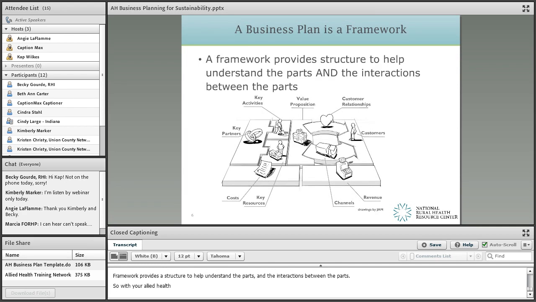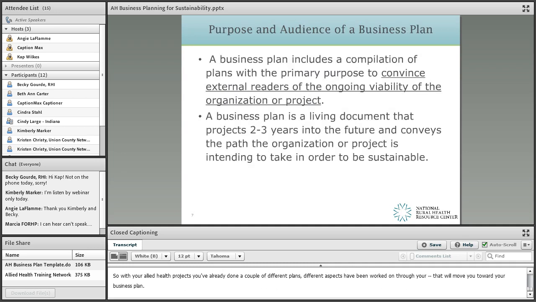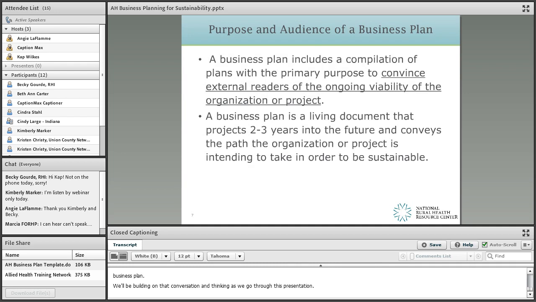Today we're going to be learning about the parts of your business plan. And your job as you go forward in writing a business plan and implementing your business plan is to always be on the lookout for the interactions between the components within your business plan. And remember that everything is connected.